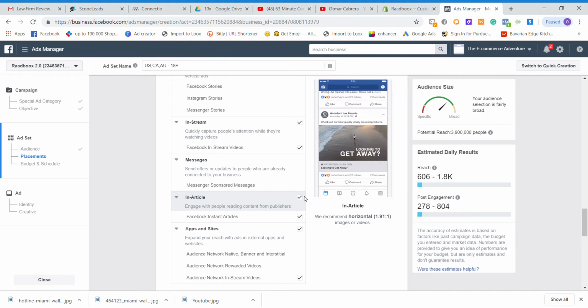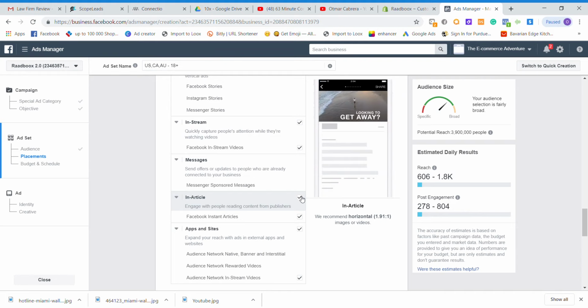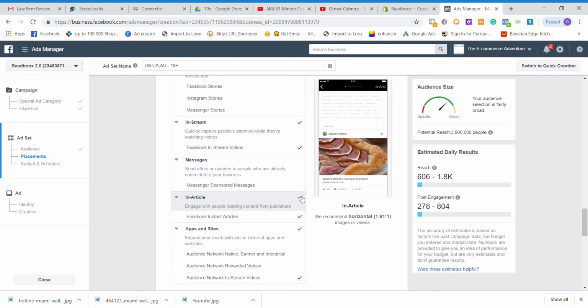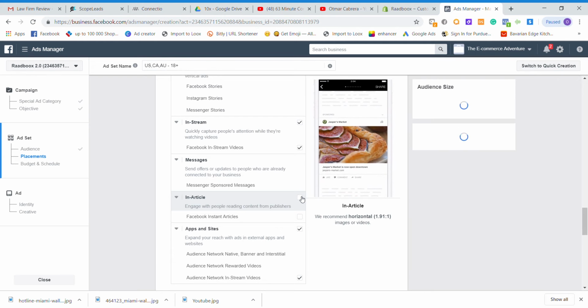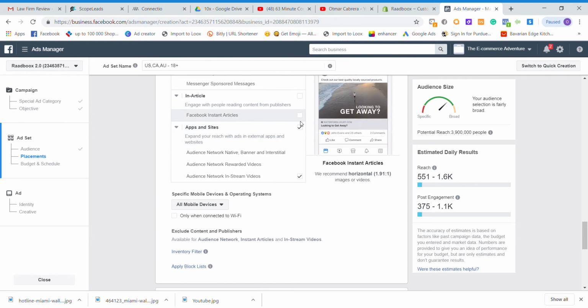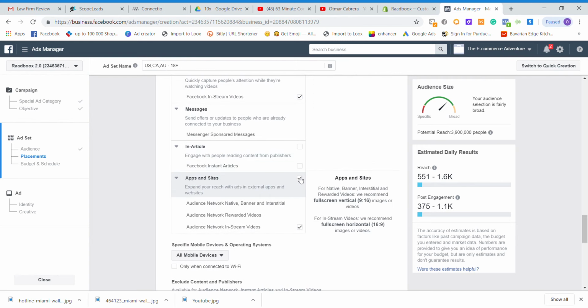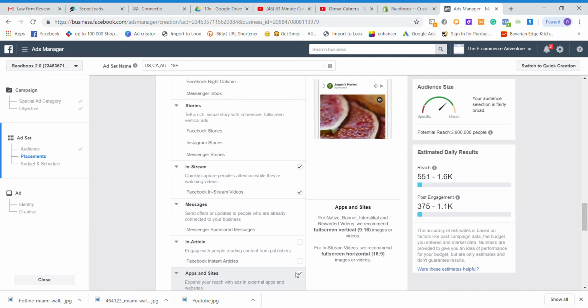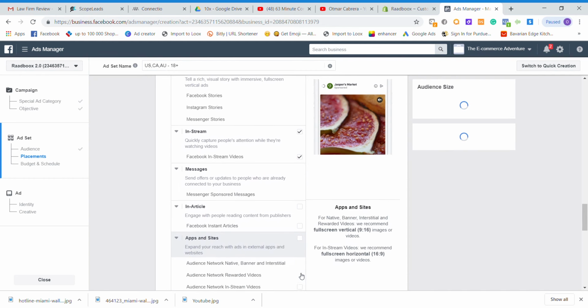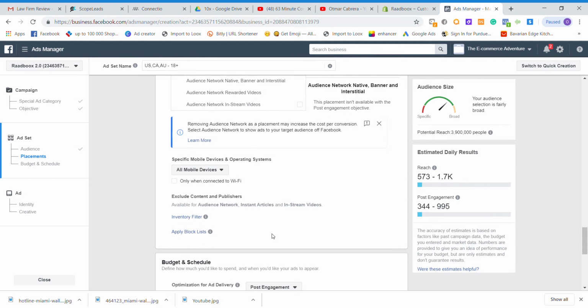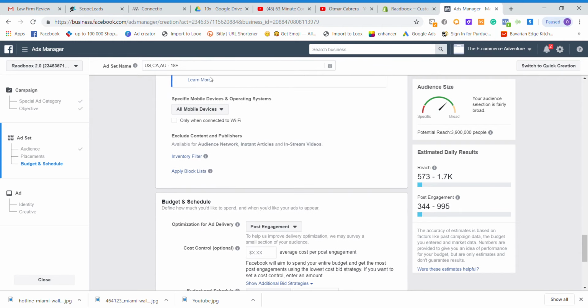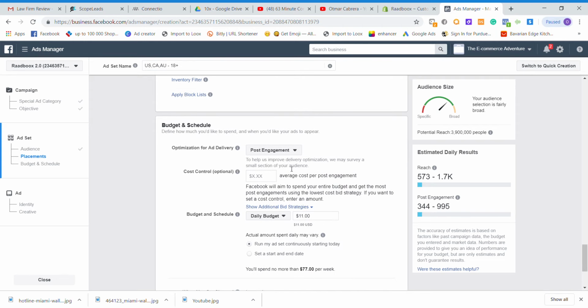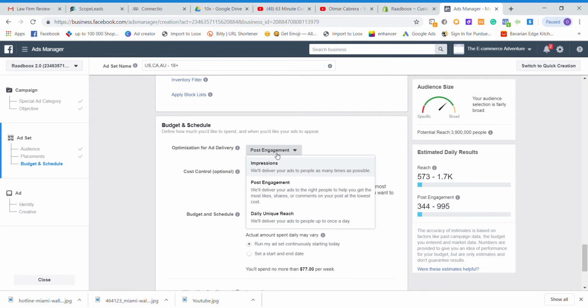So you can do an article. You can leave that there, or you can get rid of it. I don't think you need an article; I don't use it. Apps and sites: again, I don't believe you will be using this one, so you can honestly get rid of it. Then you can leave this alone, guys. You just want to keep it at all mobile devices; I don't think that's something you need to test. And make sure it's on page post engagement or post engagement.